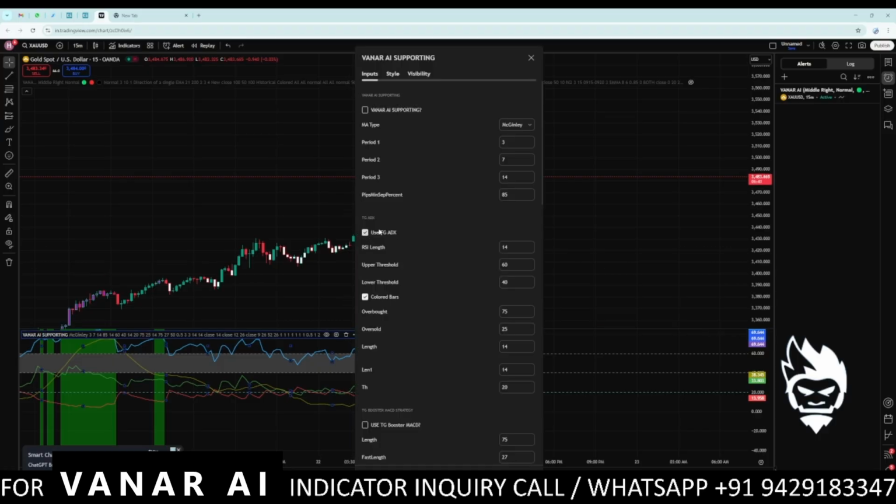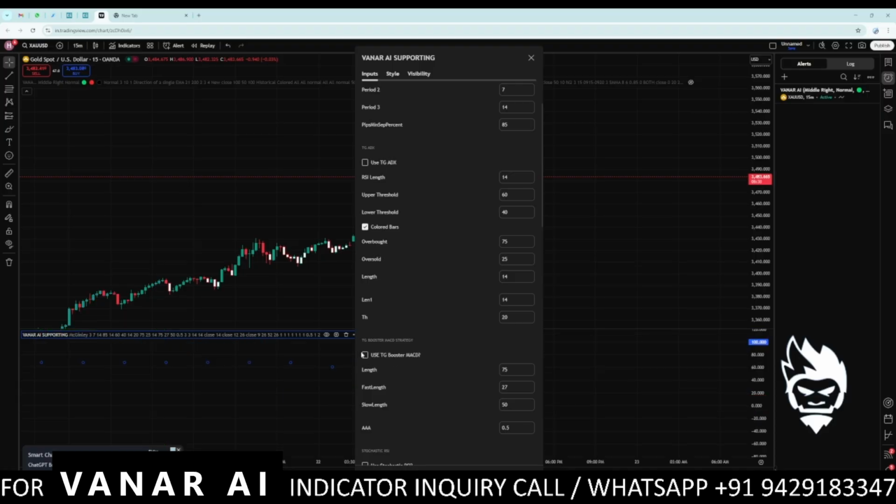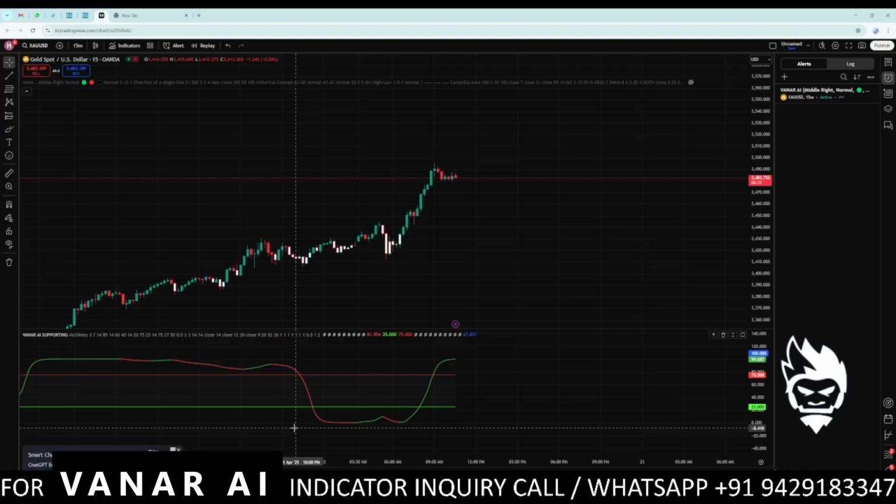Now I'm unchecking this TGADX and just using this TG booster MACD indicator. So what does this indicator actually tell you? It shows a trend based indicator. It's a fully trend based indicator.